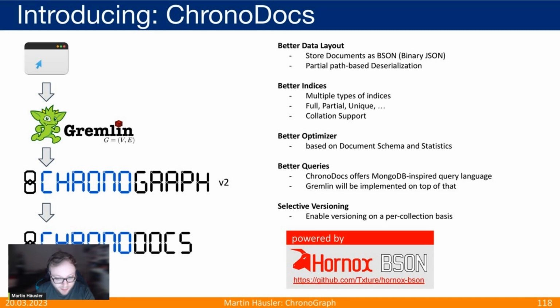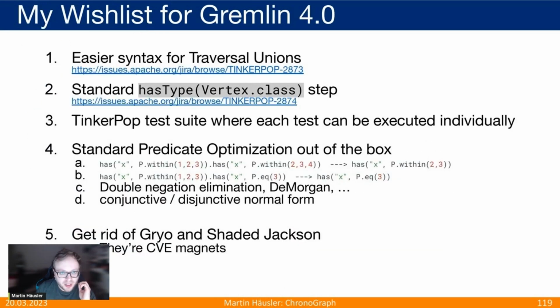And finally, there will be selective versioning. So you have collections like in MongoDB, and for each collection, you can say, this one I want to be versioned, this one should not be versioned. So you actually get to choose. So that's ChronoDocs in a nutshell.